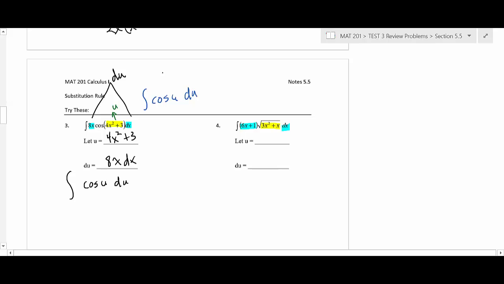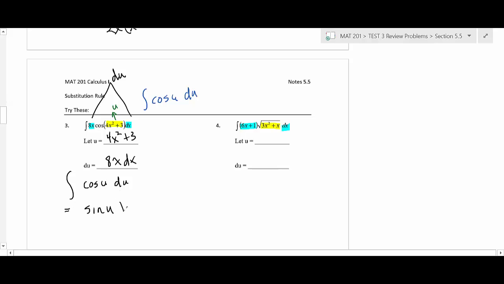Cosine is a function. If you see a cosine in your integral, it's highly likely that you're going to end up with a cosine u integral. Just like if you had an e in your integral, it's highly likely you'll have an e to the u integral. You don't change the cosine, you change the argument of the cosine to u. That's the idea. All right, what is the integral of the cosine?